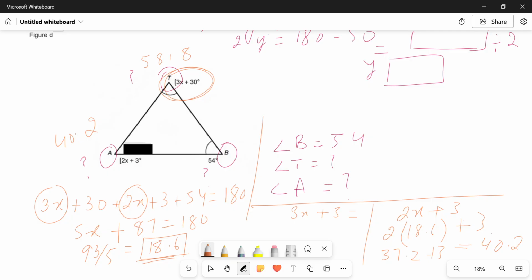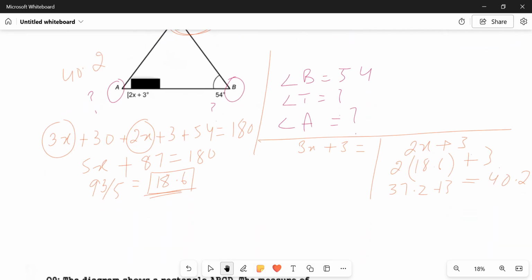In this question, first of all, it is very important to find the value of x. Once we find the value of x, you need to substitute it in angle T and angle A, and in the end you will find the individual measurement of each angle. Okay, let's check, do we have another question?